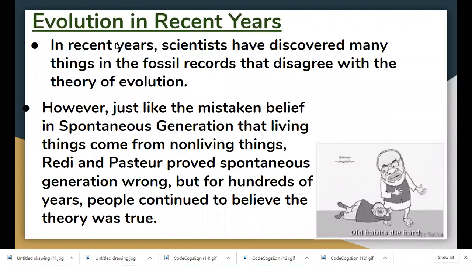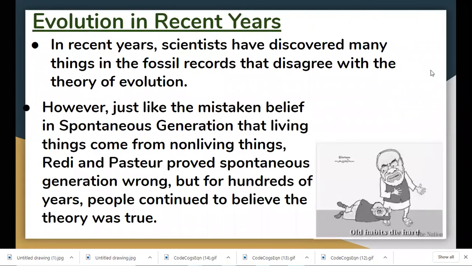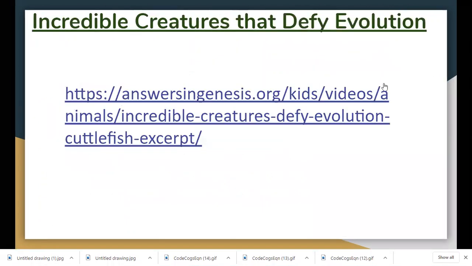Evolution in recent years. In recent years, scientists have discovered many things in the fossil records that disagree with the theory of evolution. However, if you remember back from our last lesson, just like the mistaken belief in spontaneous generation that living things come from non-living things, remember Redi and Pasteur doing that experiment? They proved spontaneous generation to be wrong, but still for hundreds of years, people continued to believe the theory was true. That's because old habits and old ideas die hard. So I want to show you this video.